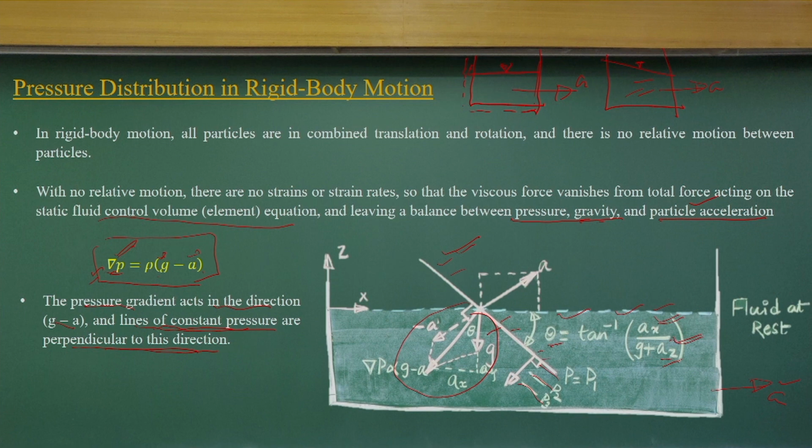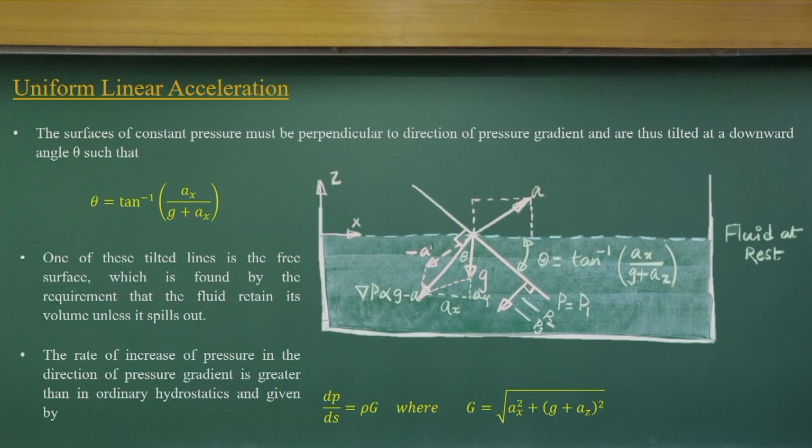That way we can solve these problems vectorially, and that is the explanation: the surface of constant pressure must be perpendicular to the pressure gradient, and it will be tilted downward such that tan theta is given by the x and z components in the same diagram. The free surface is also a constant pressure surface, so the free surface will be tilted in that way.